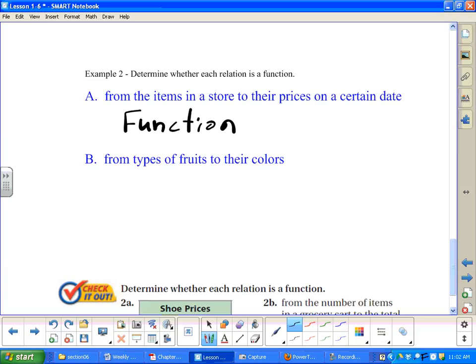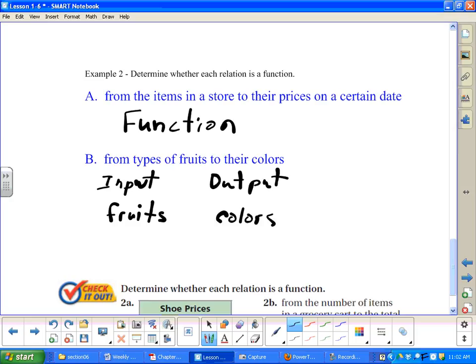From types of fruits to their colors. So now we're talking about types of fruit. The input here is fruits, and the output is their colors. Natalie, what's your favorite fruit? An apple. That's a great choice right there.